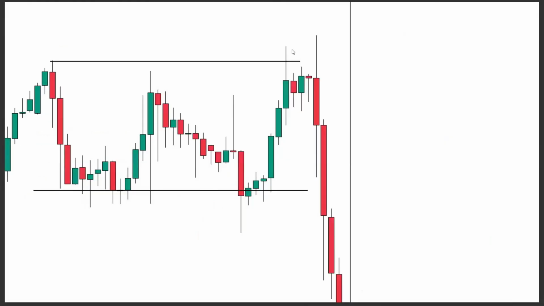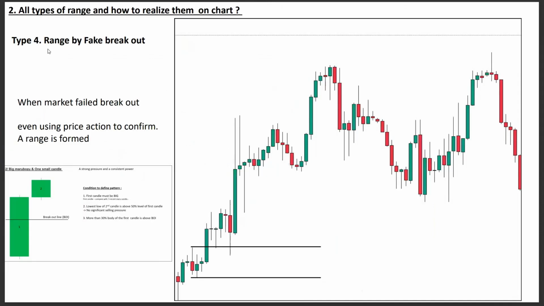Remember, if price wants to break out of a high, price needs two big Marubozu candles to close above it, or one big Marubozu and one small candle. But here we just have wicks that go above the high. So this is not a valid breakout of the high. Now, range by fake breakout. When the market fails to break out, even using price action confirmation, a range is formed.